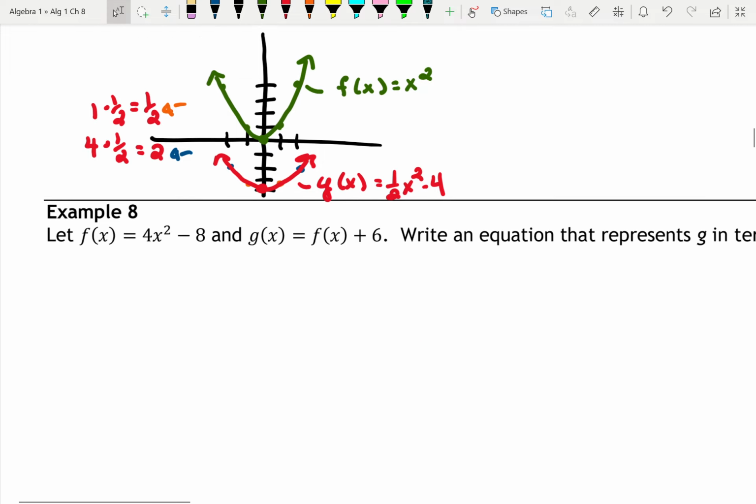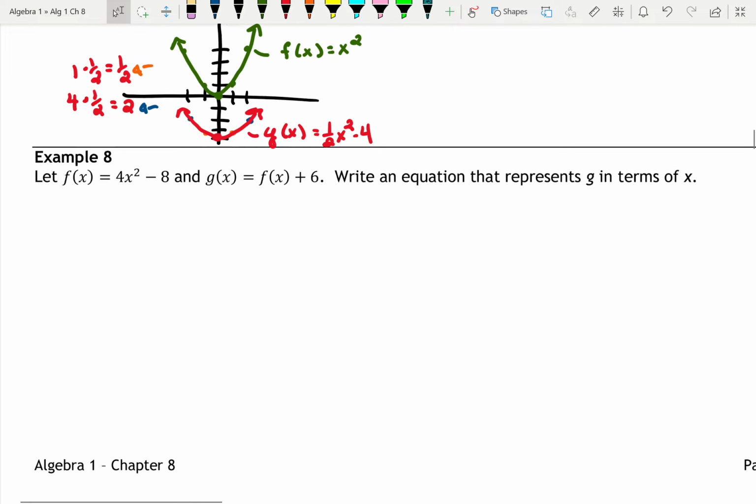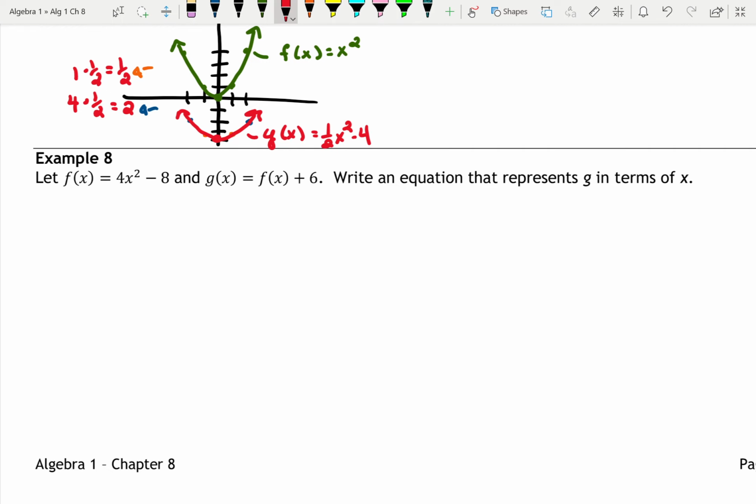Let's look down at number 8. Let f of x equals 4x squared minus 8 and g of x equals 4x squared plus 6. Write an equation that represents g in terms of x. So we want to rewrite this g of x but we don't want to use f of x here. We want to get rid of f of x.